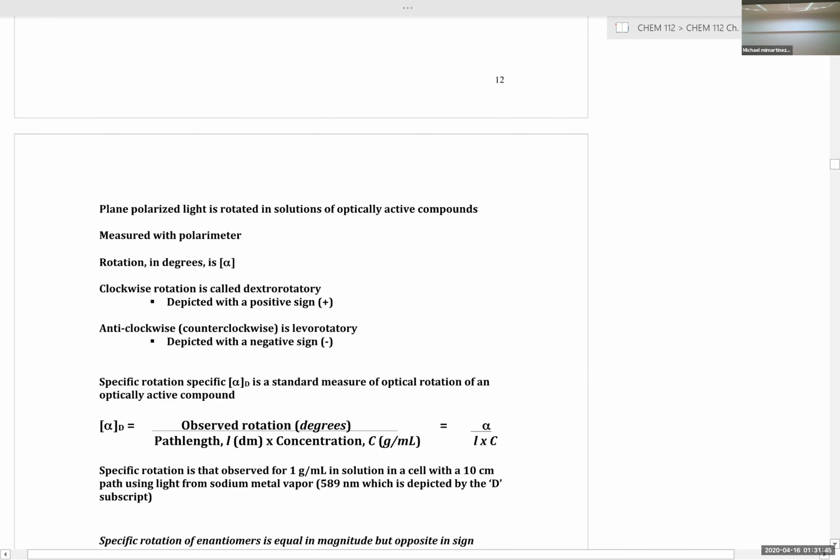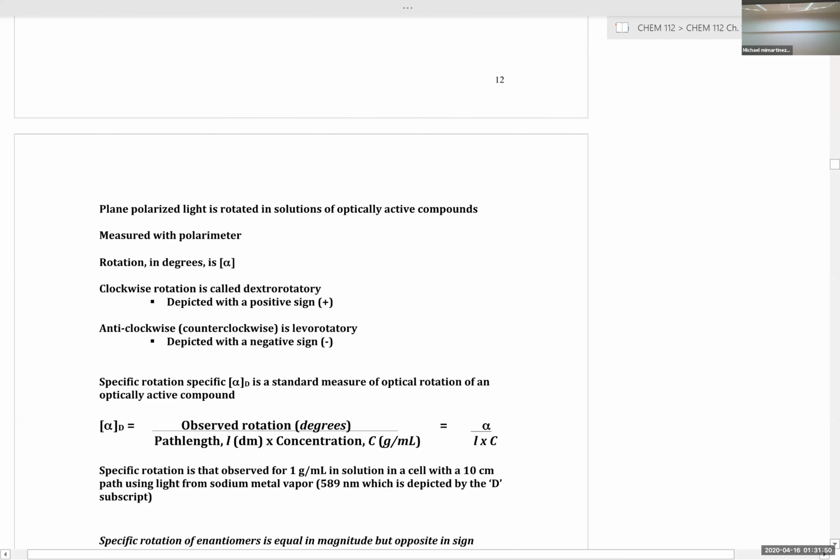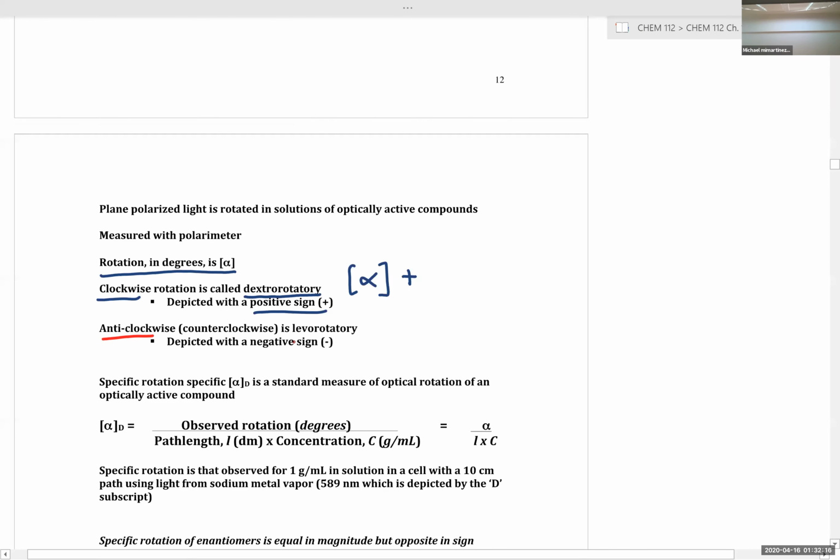Okay, so we can measure and quantify this by measuring the rotation in degrees. If it rotates plane polarized light in a clockwise manner, we call it dextrorotatory. It's depicted with a positive sign, so your alpha, your optical rotation, will be positive. Anti-clockwise or counterclockwise is known as levorotatory, and it's depicted with a negative sign.